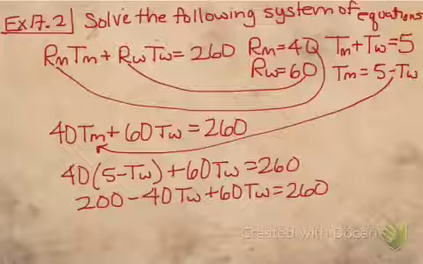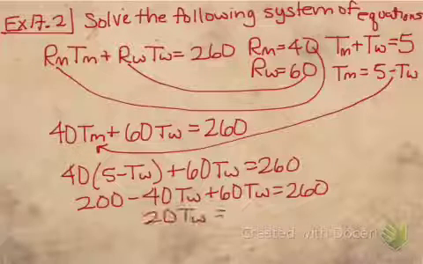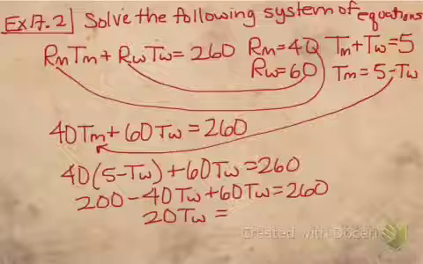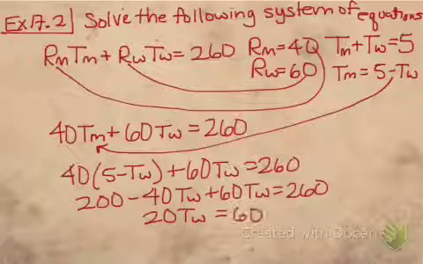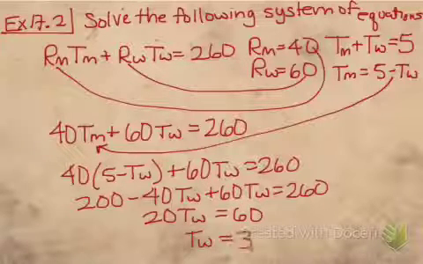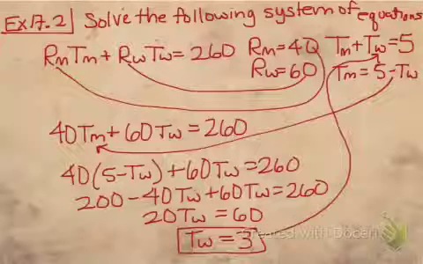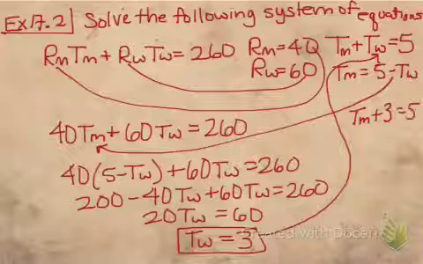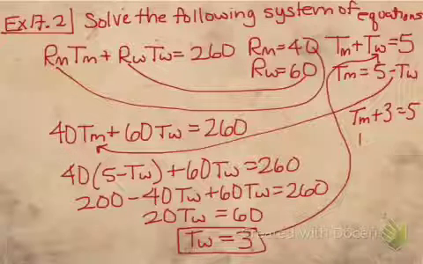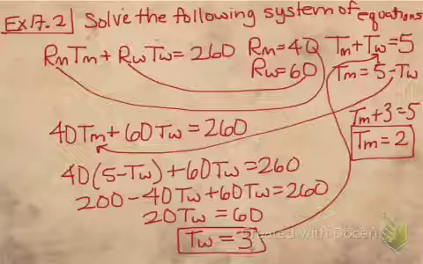We'll put -40 plus 60 to get 20 t sub w, and then we'll subtract 200 from both sides and we get 60. So t sub w equals 3. Then we take that and plug it into the equation t sub m plus t sub w equals 5, and we get t sub m plus 3 equals 5, so t sub m equals 2.